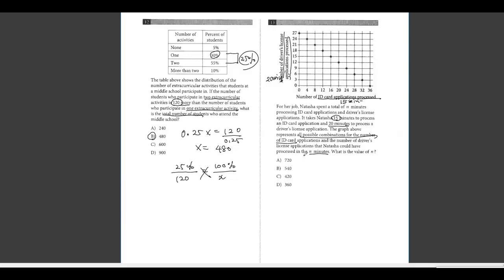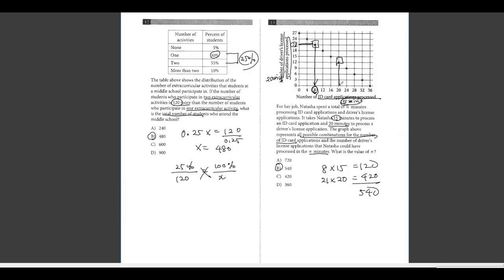In this case, you can choose any numbers because this is linear. I'm going to use this point. ID card applications are 8 and license applications are 21. Each ID card takes 15 minutes, so 8 times 15 is 120 minutes. Each license takes 20 minutes, and 21 times 20 is 420. The total is 540.